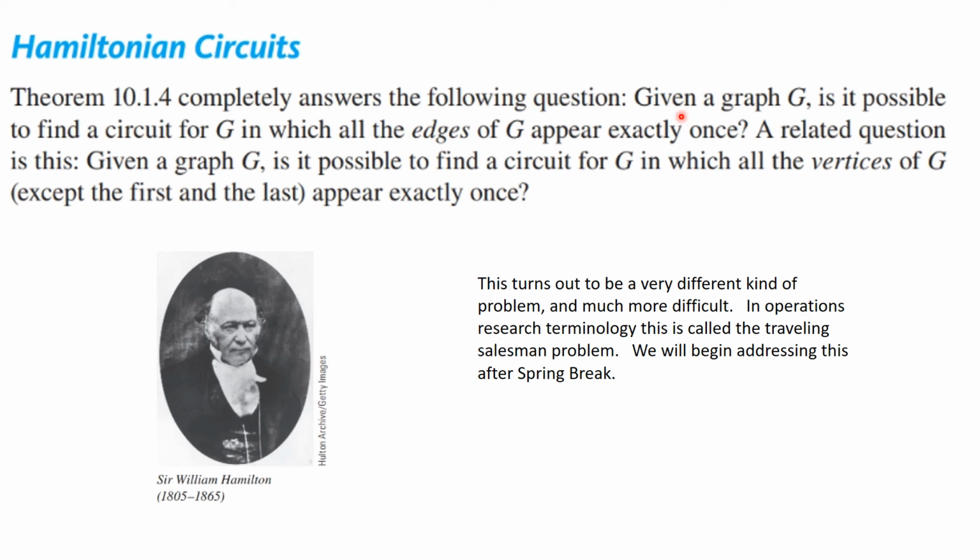But anyway, here's the question that has been answered, and then the one we're looking ahead to answering. The one we have answered is, given a graph G, is it possible to find a circuit for G in which all the edges appear exactly once? We've answered that. That was the Euler circuit problem. A related question is this: given a graph G, is it possible to find a circuit in which all the vertices of G, except the first and the last, appear exactly once? Now this turns out to be a very different kind of problem, and in a sense much more difficult.